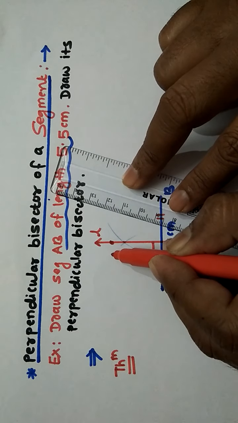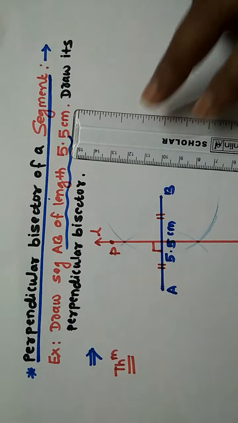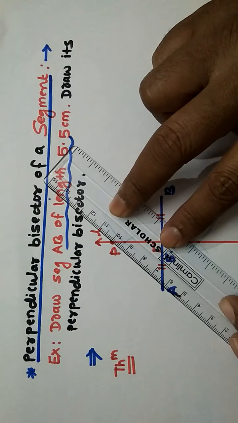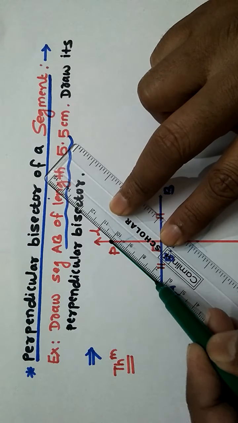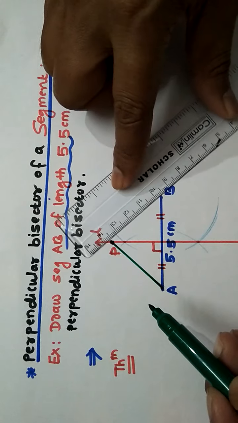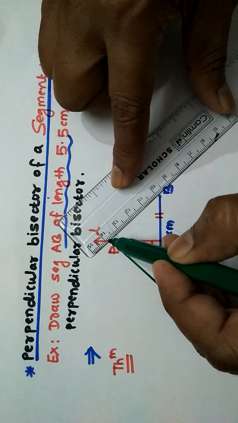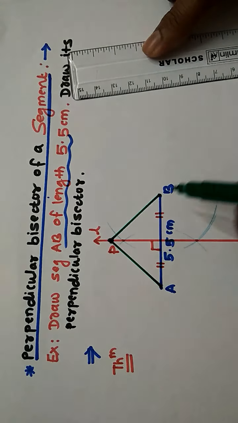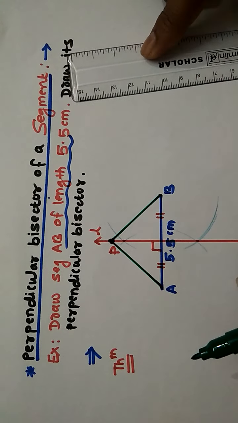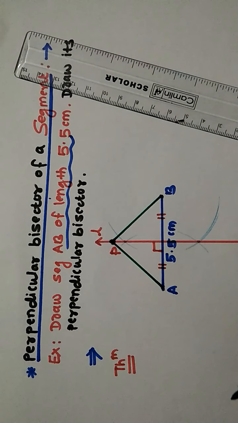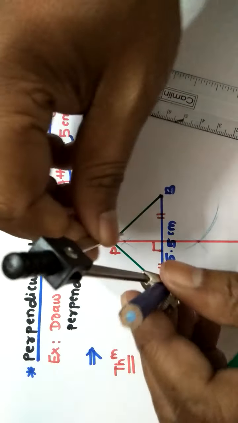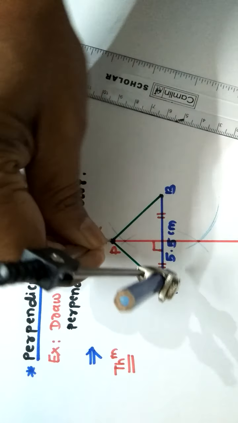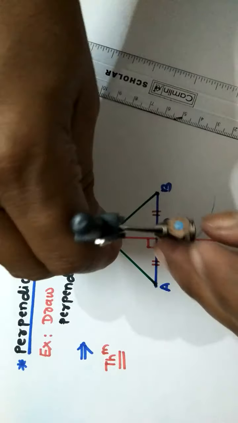If we take a point P on line L and join this point to the endpoints of segment AB, segment PA and segment PB. Join these endpoints of segment AB. See here, if we join this point, see carefully, this distance and this distance are equal.